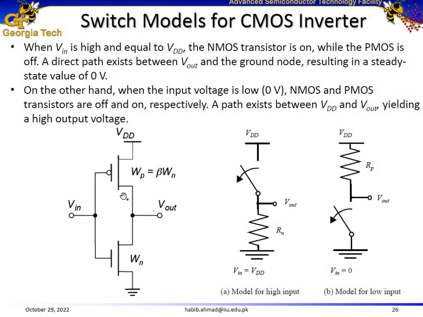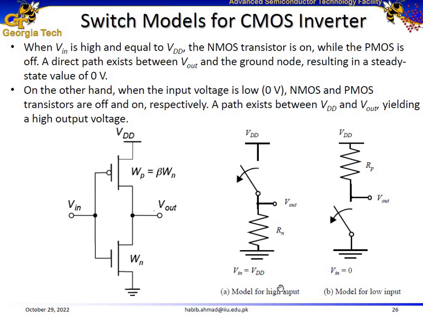From this point onwards, you have to memorize this point. If the input is high, which transistor is going to be conducting? The NMOS transistor is going to be conducting if the input is high. If the input is low, the PMOS transistor is going to be conducting. All right, so we can model it with the help of a switch as well.